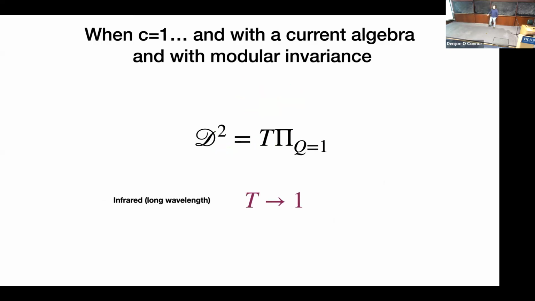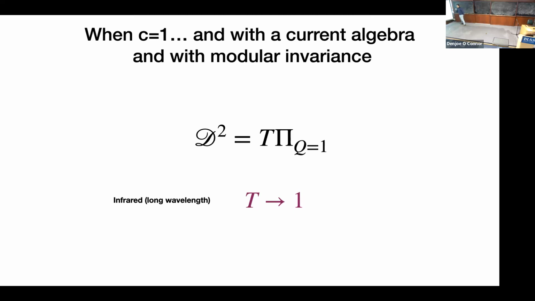Okay. So when you have c equal 1, and if you have a U(1) current algebra, and with modular invariance, then you can say something. Then you can say that D squared is translation by 1 in the lattice, the double lattice, times the projection to something, and the projection will be to that something that was charged. Since there's no image of the charge that's reasonable with the P inverse, all of that is still projected out. So you have to project to the trivial sector of the Zn charge.